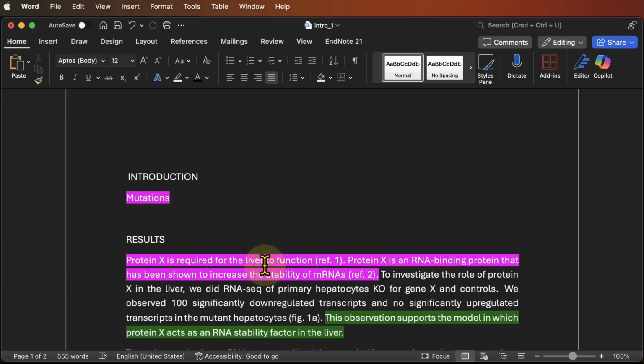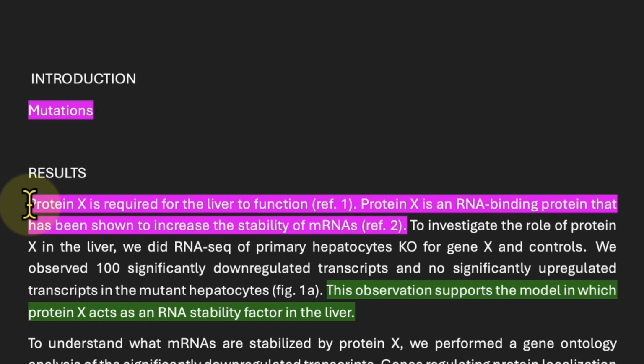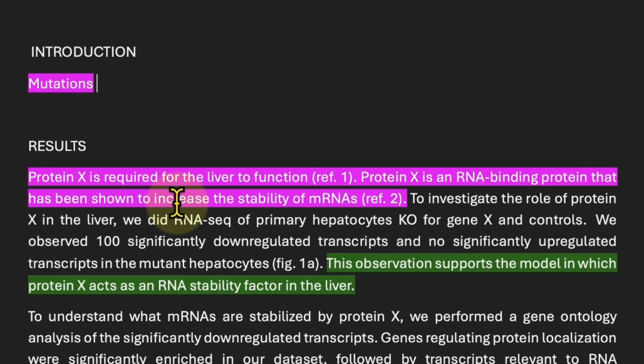Okay, now that we have the main narrative, we want to move to the introduction, where we will put together all the background used in the results. So let me show you how this works. So if we go to the results sections, we can highlight different regions here in pink that are introductory, and in green here are regions that are more conclusion.